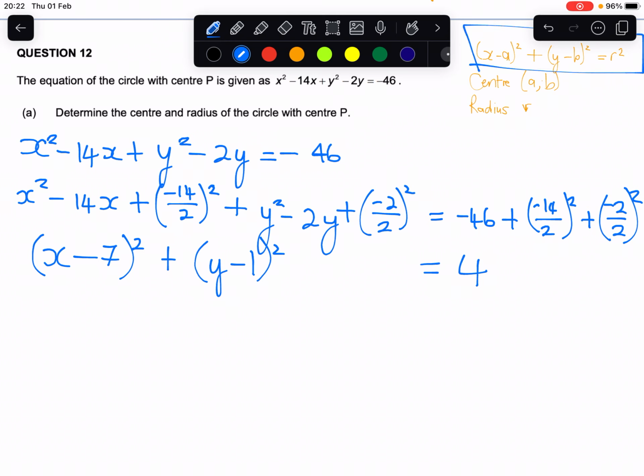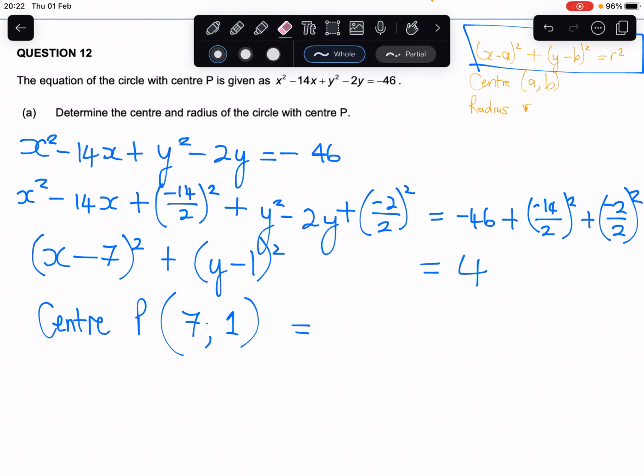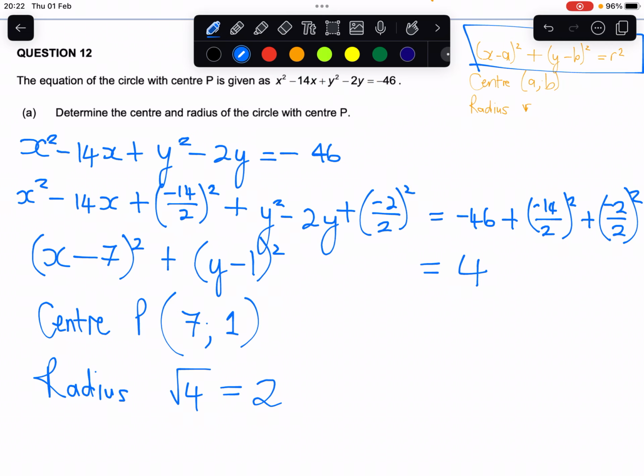So we've got x minus 7, so that means the center P has coordinates 7, and then y minus 1, so the y coordinate will be 1. Right, and then the radius is the square root of 4, which is 2. And let's check the memo. Right, center (7, 1), radius 2 units. Perfecto. Forward we go.